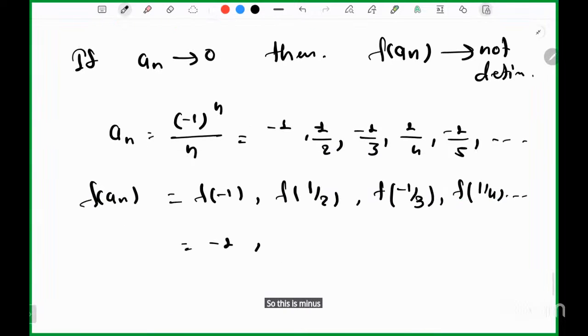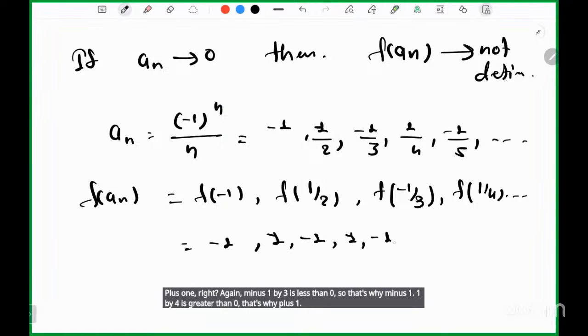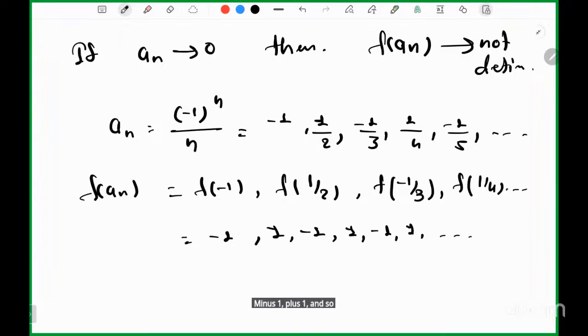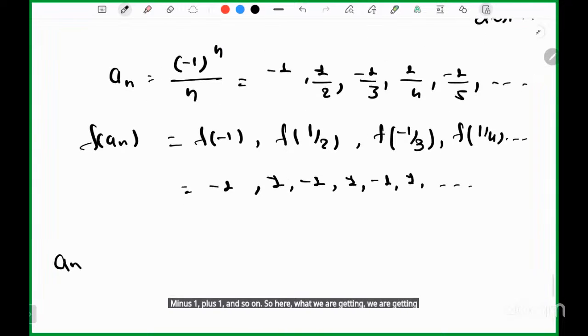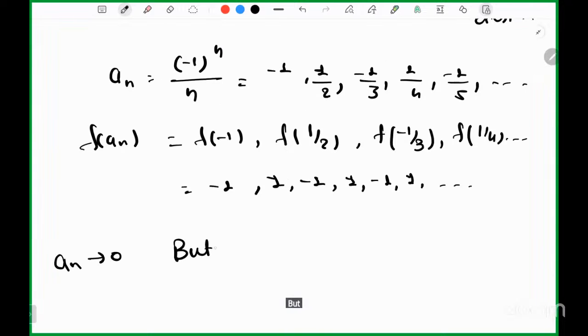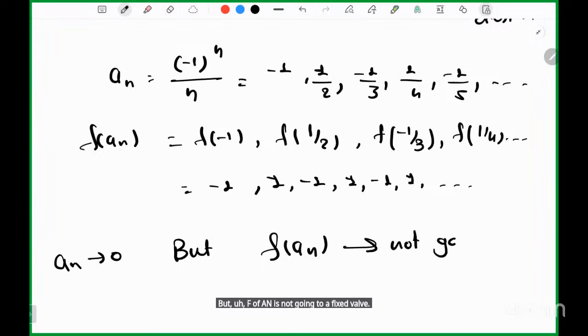What is the value of f of 1/2? +1, right? Again, -1/3 is less than 0, so that's why -1. 1/4 is greater than 0, that's why +1. -1, +1, and so on. So here what are we getting? We are getting that an is going to 0, but f of an is not going to a fixed value. So in this case, you can say that the limit actually does not exist.